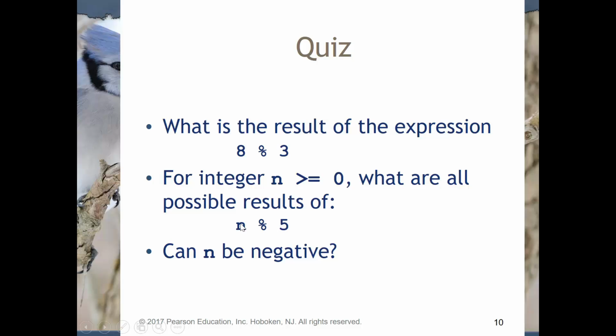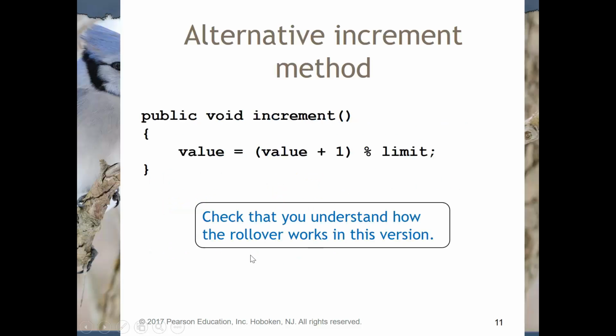So let's see. If I have a 0, I get a number, a 1, 2, 3, 4, but what's 5 modulo 5? 5 modulo 5 would go back to 0 again, okay? Because you can't have any value equal to this, because 5 divided by 5 is 1, remainder 0. Remember, this says give me the remainder. Can n be negative? Why not?